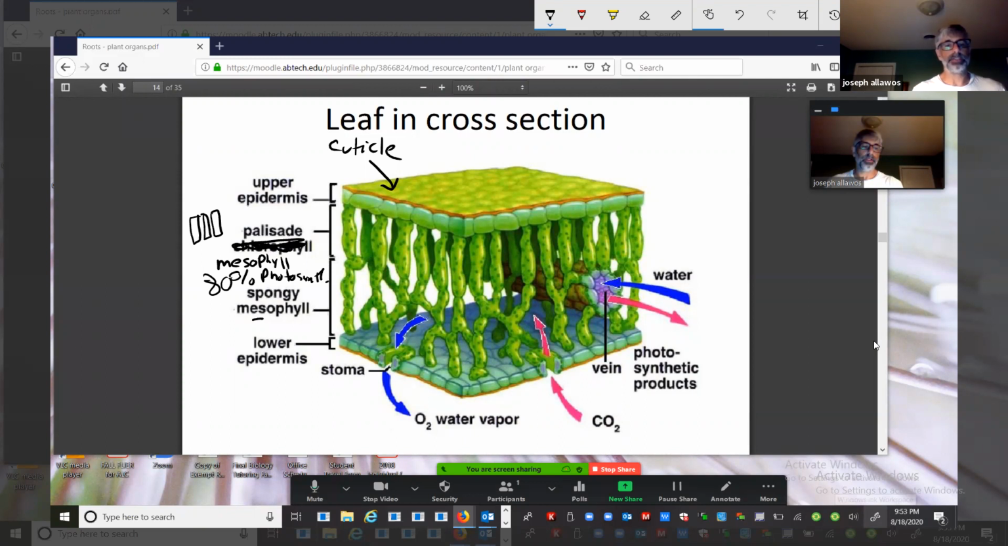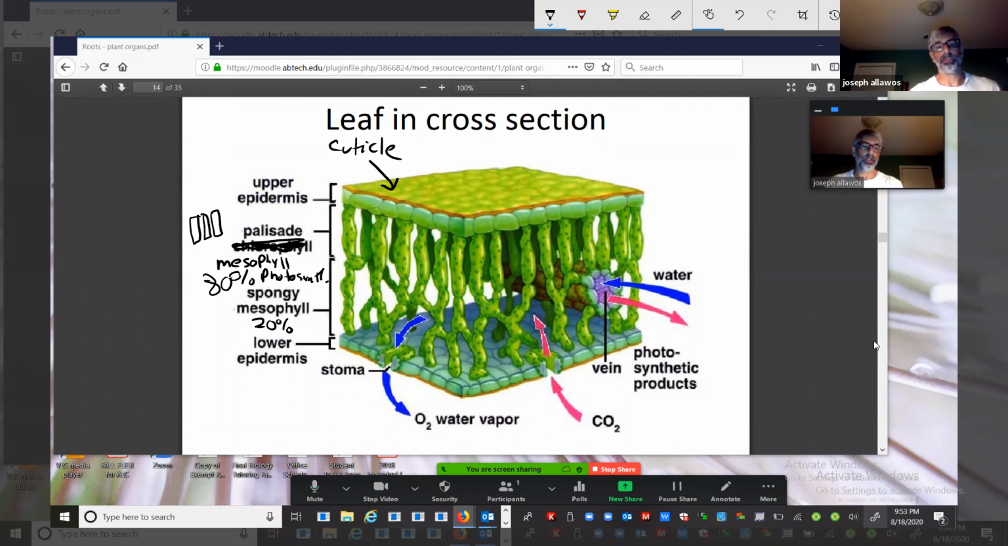And then the spongy mesophyll is where the other 20% occurs. So it's an 80-20 split. Most of the photosynthetic activity occurs in these cells that we're calling the palisade mesophyll. It's not important to me that you know this, but I'll just tell you, these are modified parenchyma cells, so they're a type of parenchyma. They're actually called chlorenchyma cells.